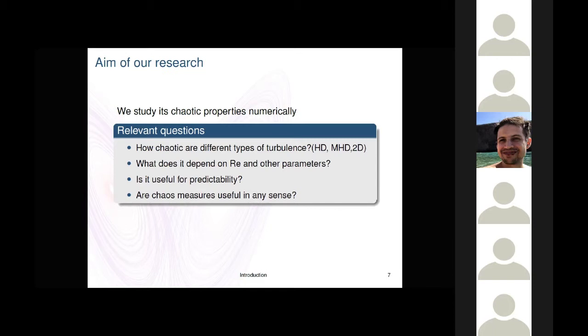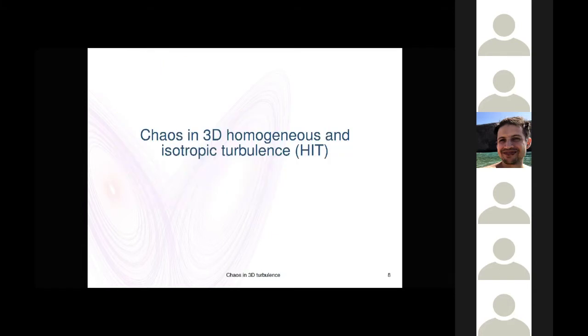And then it is okay to ask if it's useful to understand predictability of flows in general, and if there is any other use in general of Lyapunov exponents. So we will discuss that later when we get our results.